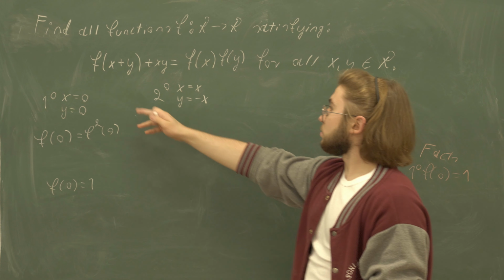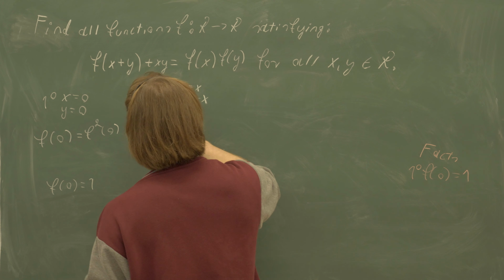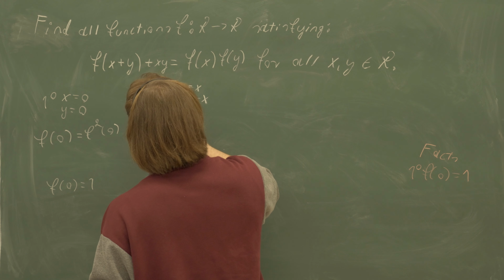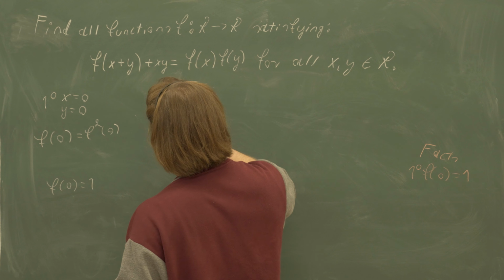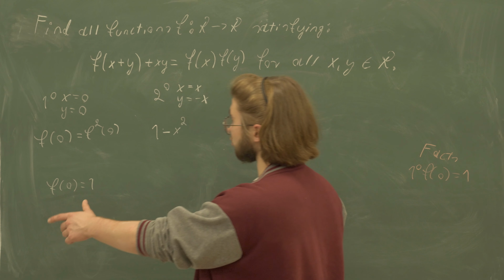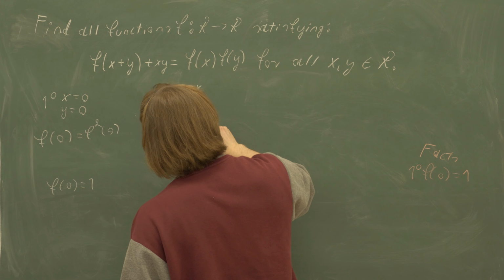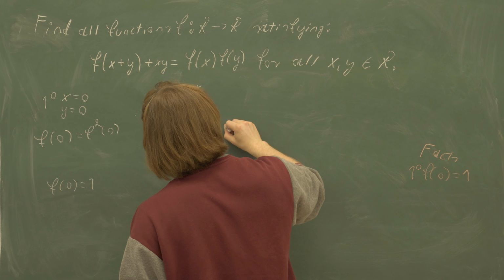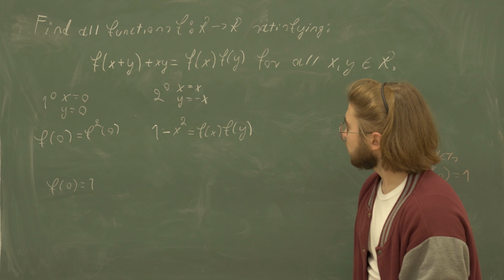So what I would get from here, f of 0, which is 1, so you know what, I will just write 1, and then minus x squared, so x times y will change it to negative x squared. That's all going to be equal to f of x multiplied by f of y.